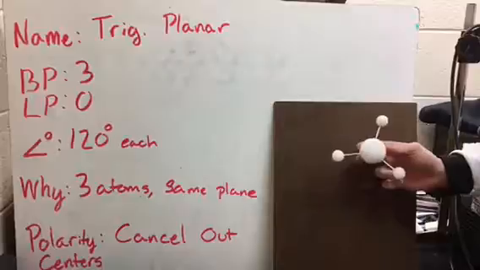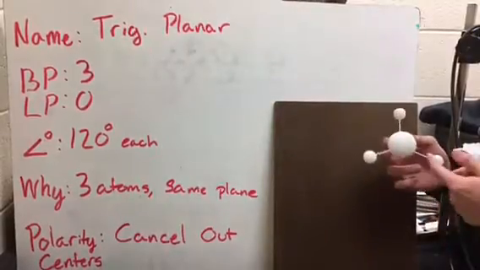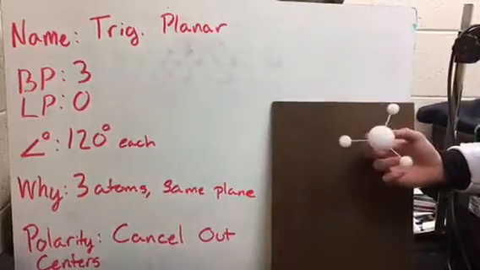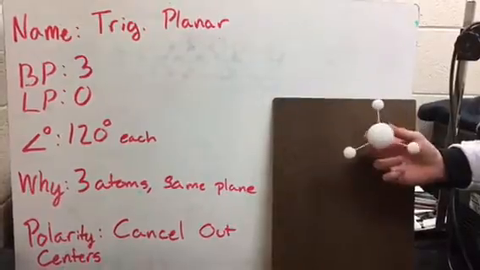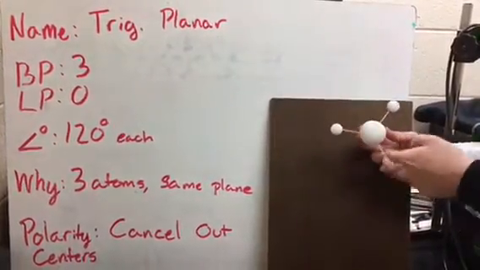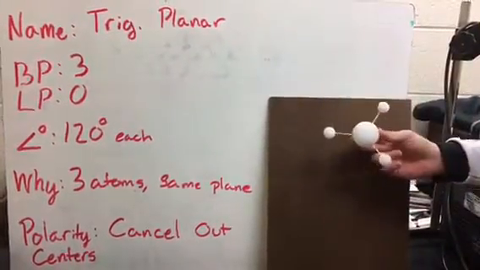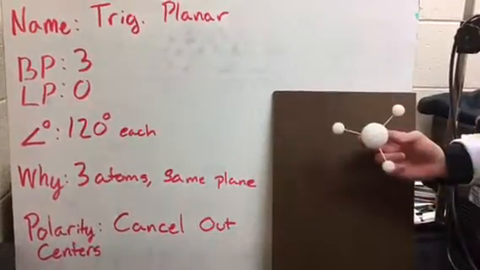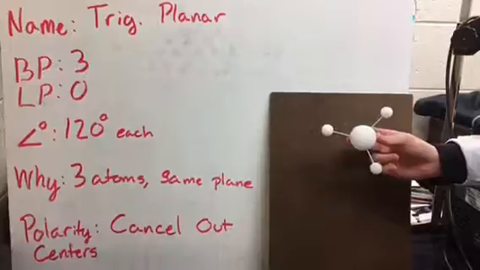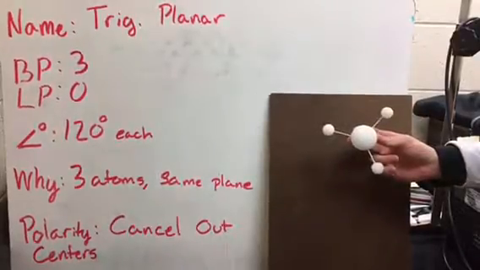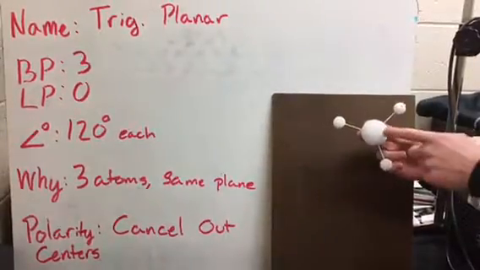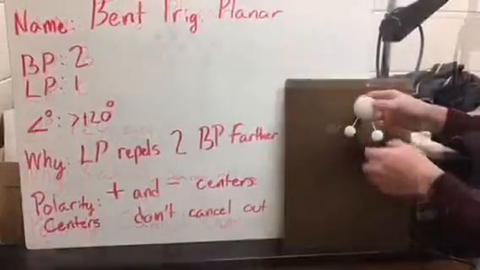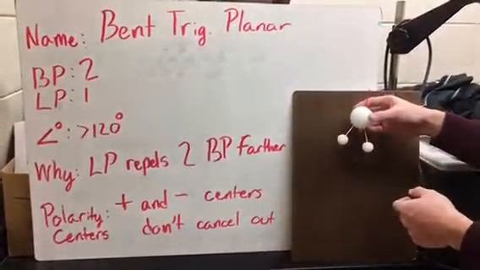Alright, this is the trigonal planar. There are 3 bonded pairs on it, and there are no lone pairs. Each angle is 120 degrees in between, and it's called the trigonal planar because there are 3 atoms all on the same plane. And then it's not polar because the negative and positive centers meet in the middle and they cancel out.